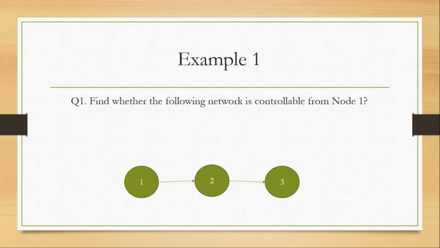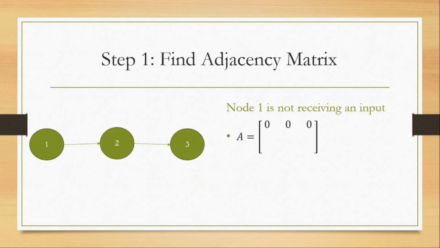So here is an example. We have to find whether this given network, where node 1 is giving a signal to node 2 and node 2 is giving a signal to node 3, is controllable through node 1 or not. So first of all, we will generate its adjacency matrix. As we can see that node 1 is not receiving any signal from node 2 or 3, therefore the first row will be equal to 0.